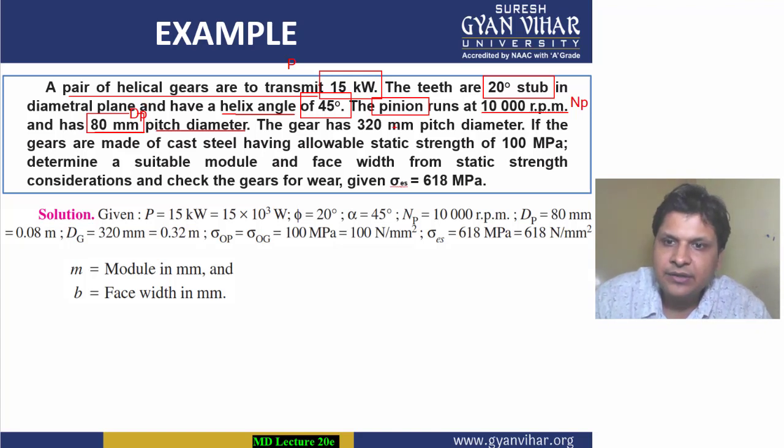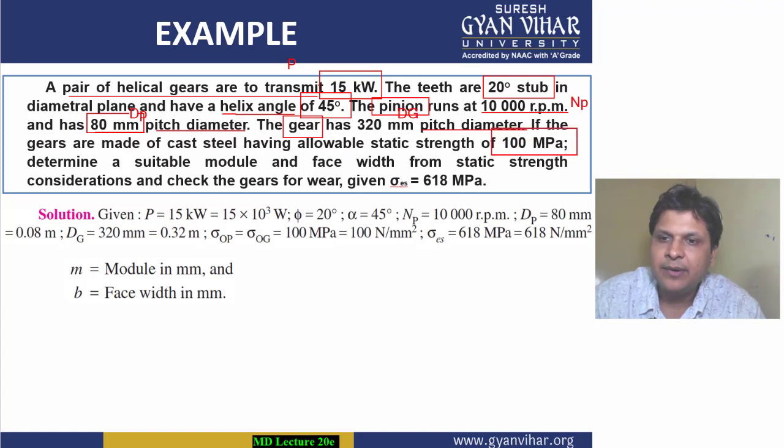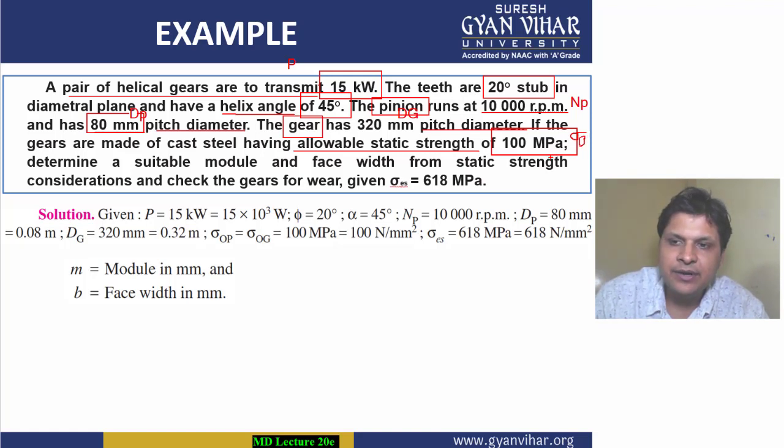Now the gear has 320 mm pitch diameter. For the gear they have provided the information of the pitch diameter. So DG also you have been given here. This is basically your DG, diameter of gear. If the gears are made of cast steel, the material is cast steel having allowable static strength of 100 megapascals. So this is the allowable static strength of both the gears. So sigma naught allowable, we will be using 100 megapascal.